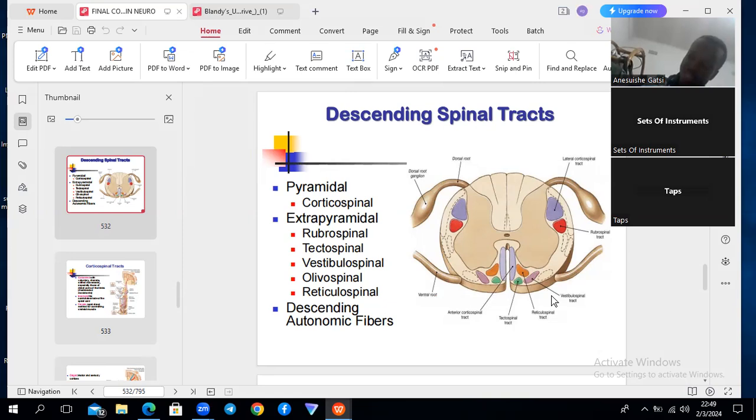Okay. Are you answered? Yes, I'm answered, but my head is thinking the corticospinal is just like a pyramid, and the pyramid is found in the medulla.